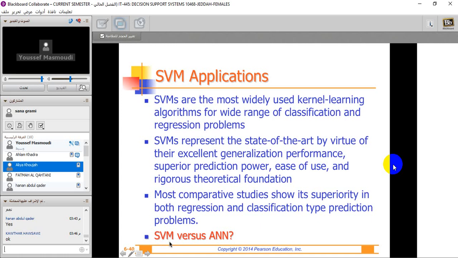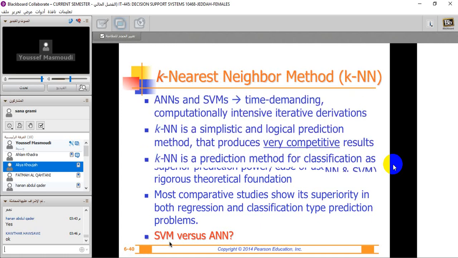Support vector machine versus artificial neural network. These two algorithms, both of them are very powerful. And there are some advantages and some limitations in each one.